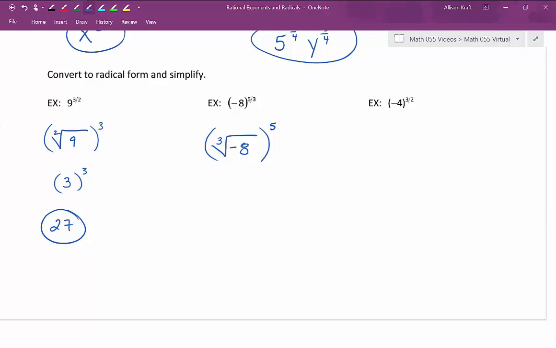Since our radicand is negative, we need to look at our index and make sure that it's an odd number. If it's an even number, we're not going to get a real number as an answer. It is an odd number, so I can go ahead and figure out what the cube root of negative 8 is. So what number raised to the third power gives us negative 8? Negative 2. So we're going to have negative 2 to the fifth, and negative 2 to the fifth power gives us negative 32.